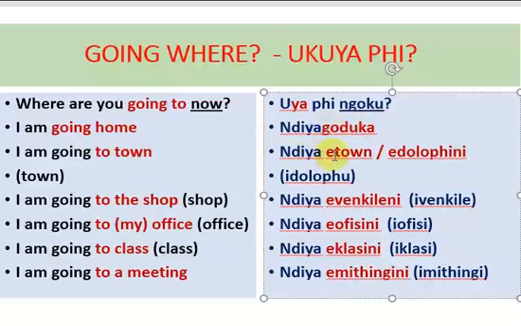I am going to town. Ndiya etown, slang, or ndiya edolopini. So town is idolopu, edolopini. I am going to the shop or shopping. Ndiya evenkileni, from ivenkile. I am going to my office. Ndiya eofisini, from the word iofisi. I am going to class. Ndiya eklasini, from the word iklasi. I am going to a meeting. Ndiya emitingini, from imitingi. So take note how the words change from the original form to a word meaning to or in or at.